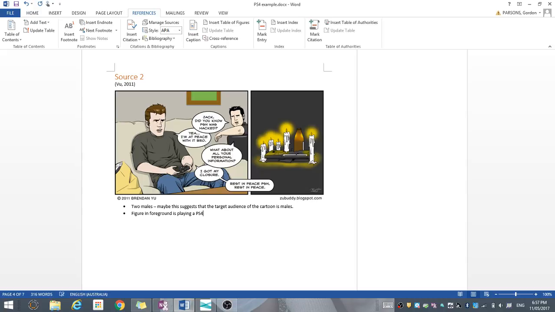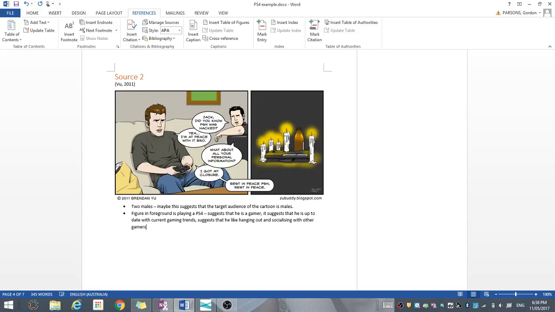What does this mean? Well, it means that it suggests that he is a gamer, definitely. It suggests that he is up to date with current gaming trends. It also suggests that he likes hanging out and socializing with other gamers. We can also tell about that by the second figure in the image also.